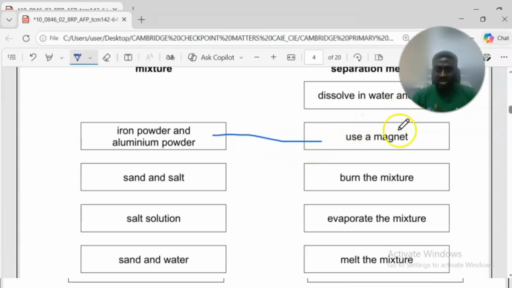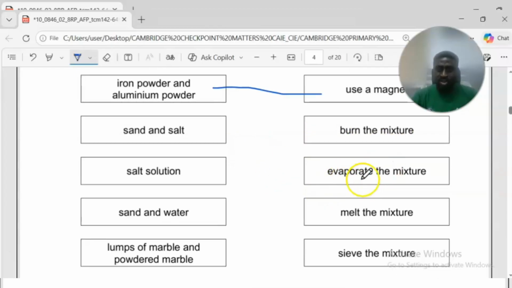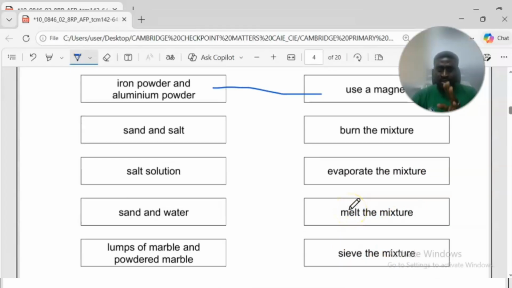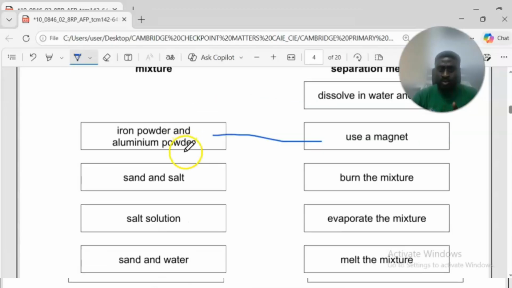Is it to dissolve in water and filter, burn the mixture, evaporate the mixture, melt the mixture, sieve the mixture, or filter the mixture? So in order not to be distracted, go back to the mixture again. Sand is insoluble. Salt is also solid but soluble in water. So what is the best method that you could use to separate this mixture? It will be to dissolve in water and then later filter.